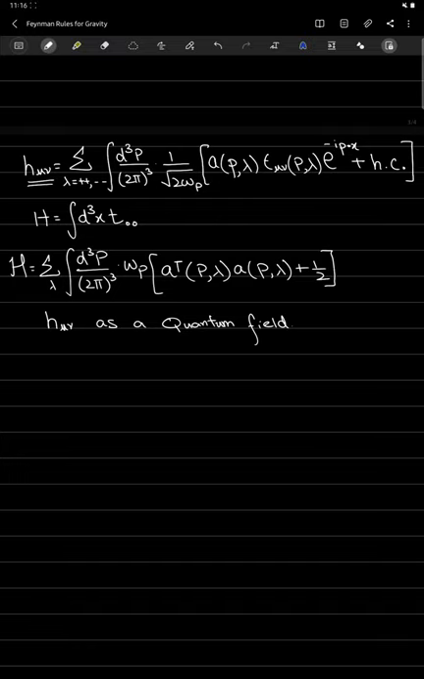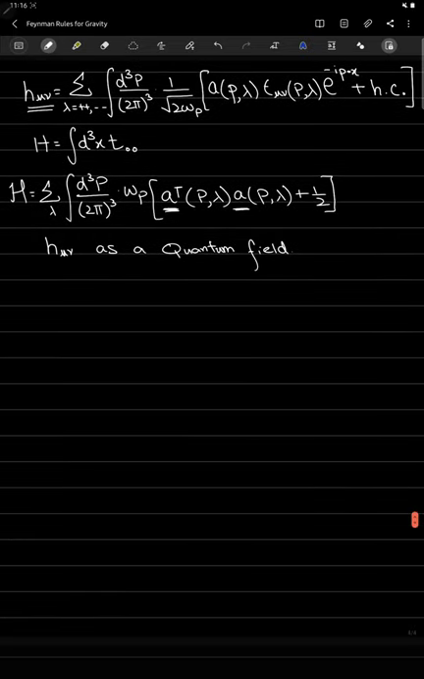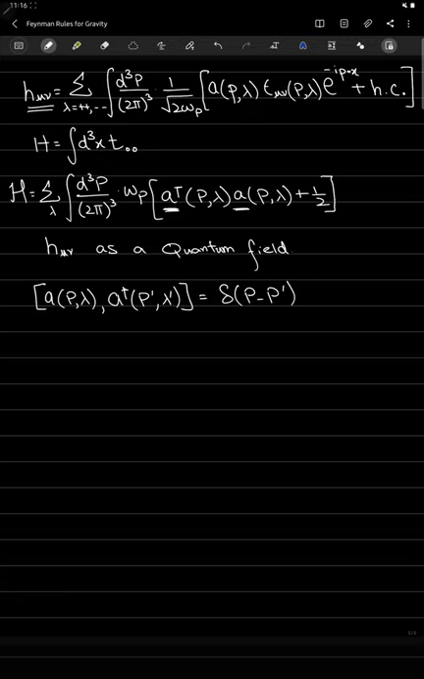And to do that, I'm just going to promote these coefficients a dagger and a to operators, right? I can do that using the canonical commutation relation between the two: the commutator of a of p comma lambda and a dagger of p prime comma lambda prime is given as delta of p minus p prime times delta lambda lambda prime. Okay, perfect.